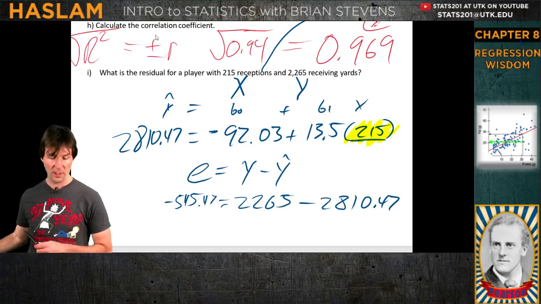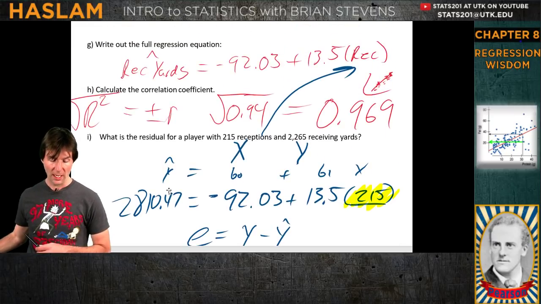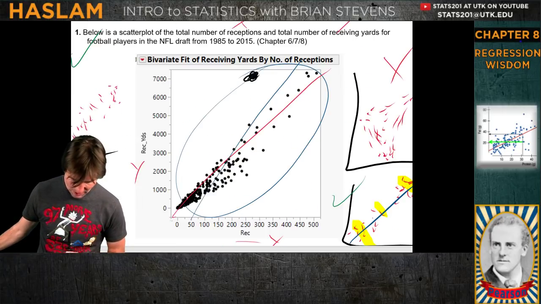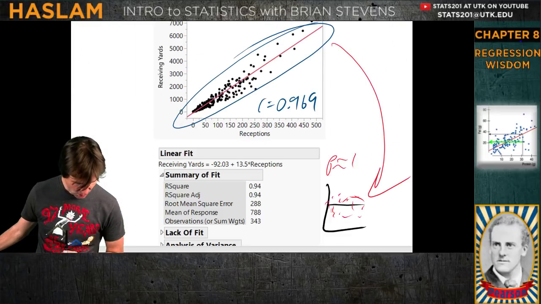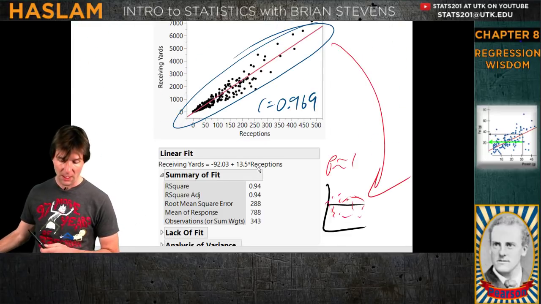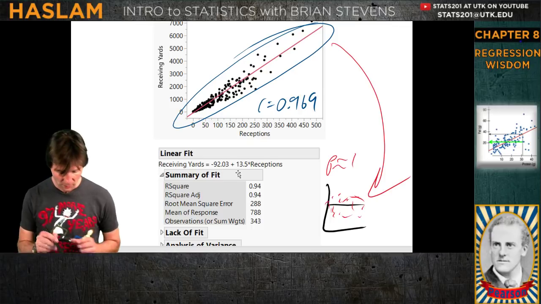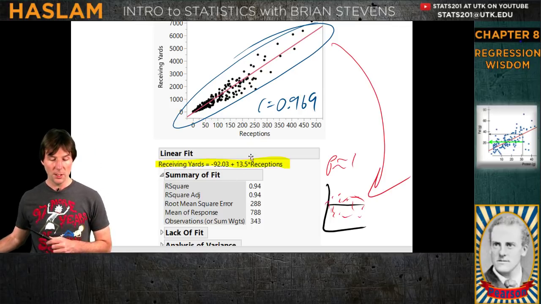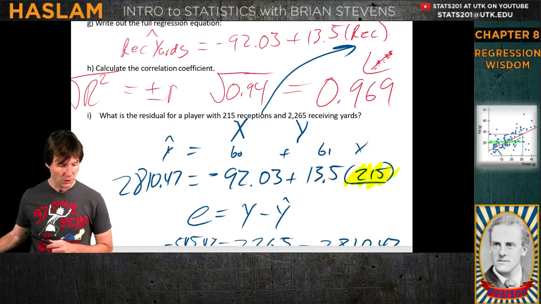So earlier we figured out the equation, and we have here the equation, which we should have right, negative 92.03, and we'll just double check because that'll drastically impact the problem. So negative 92.03 plus 13.5, there's the equation right here, and it's also given to you down below. Now what I want to do is see if this actually looks correct.